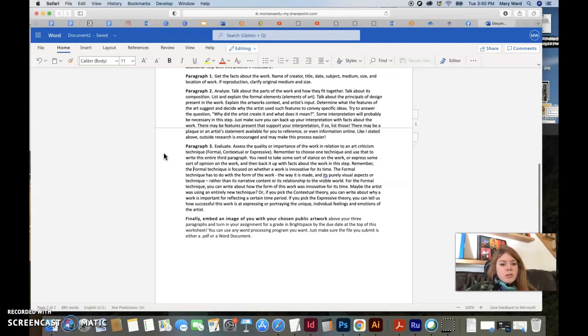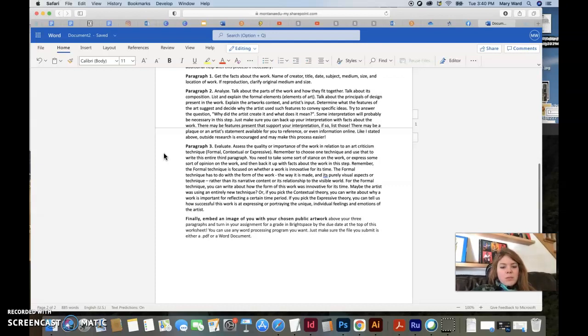So paragraph 3 is the evaluation process. You basically assess the quality or importance of the work in relation to an art criticism technique. So you just need to choose one, either formal, contextual, or expressive. And then remember to choose one technique and use that to write this entire 3rd paragraph. You need to take some sort of stance on the work or express some sort of opinion about the work, and then back it up with facts about the work in this step.